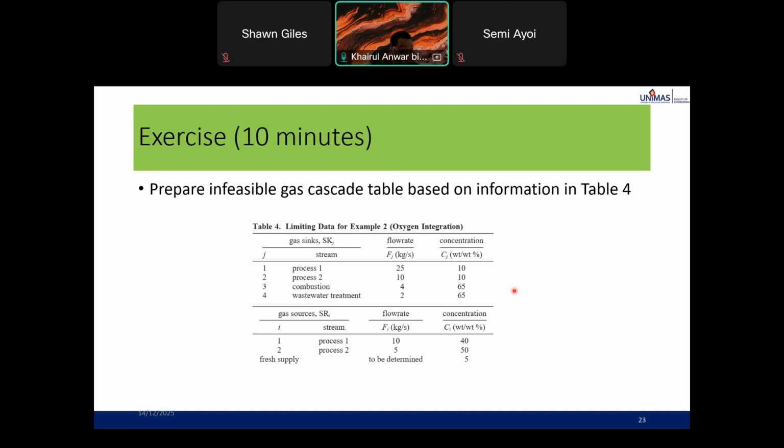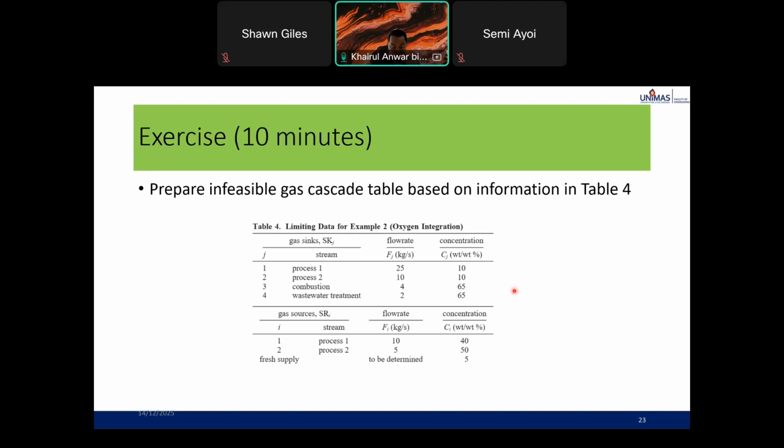But for the first gas cascade table, you need to start with fresh feed of 0. So from the fresh feed of 0, then we identify the minimum gas flow rate to satisfy the requirement for this process.